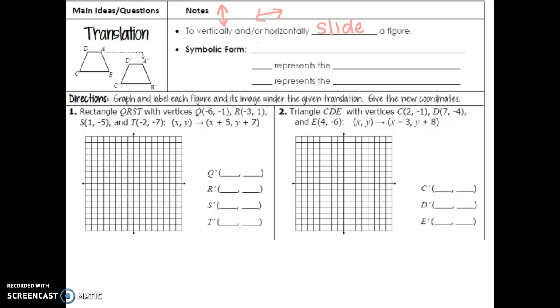The symbolic form is you start off with x and y, and that transforms into x plus h, y plus k, where h and k are just any number. So h represents the horizontal shift, and that means how the x is moved.